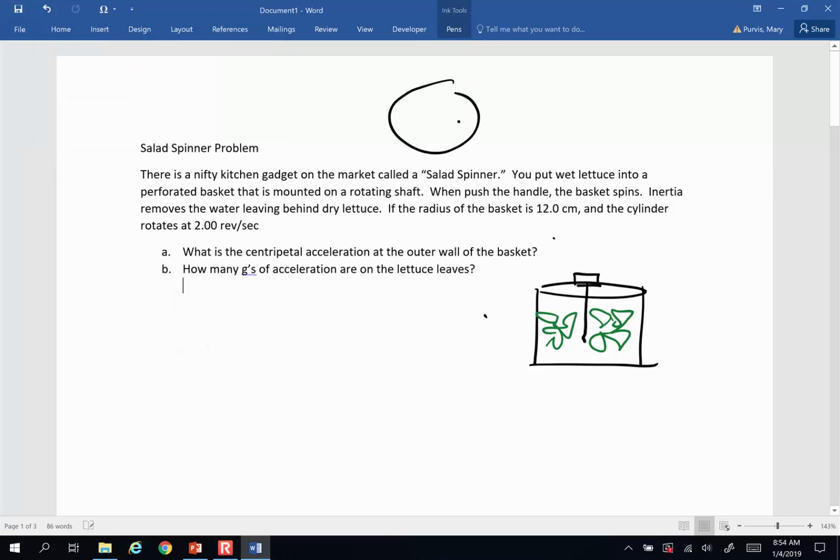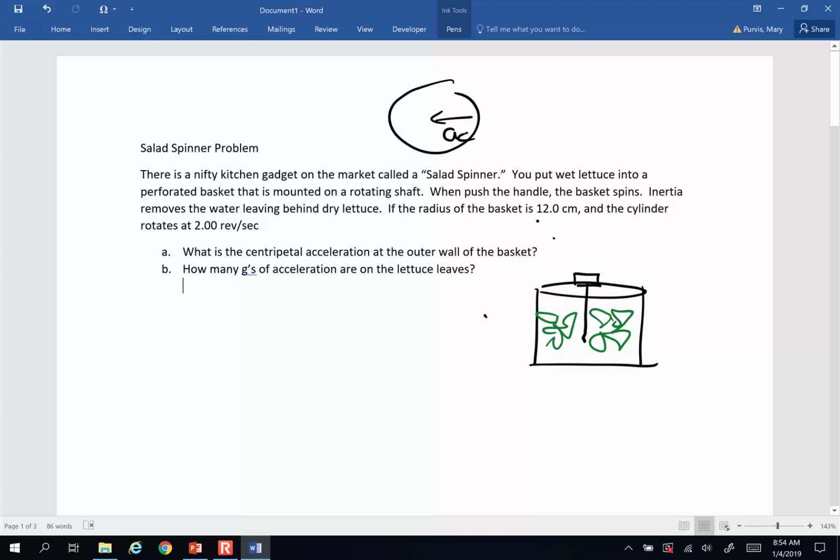Hi folks, we're going to do a problem with centripetal acceleration. Here goes. There's a nifty kitchen gadget out there called a salad spinner. You put wet lettuce into a perforated basket that's mounted on a rotating shaft. When you push the handle, the basket spins. Inertia removes the water, leaving behind dry lettuce.